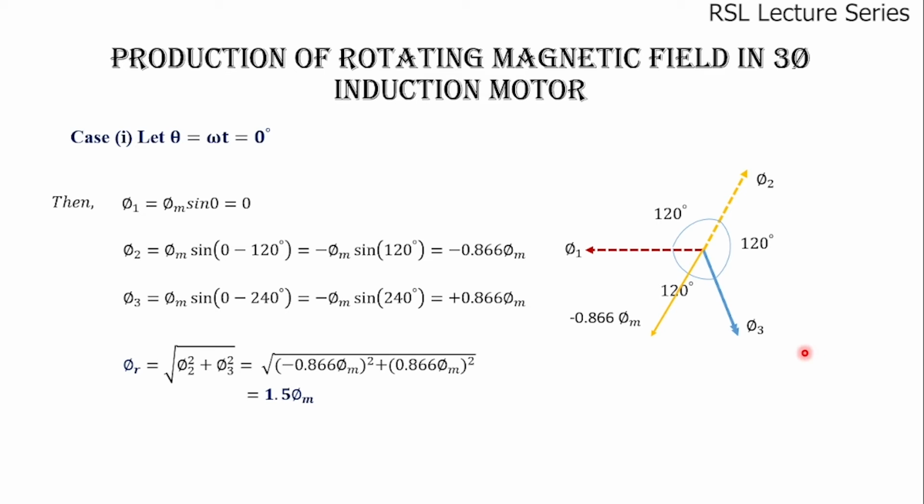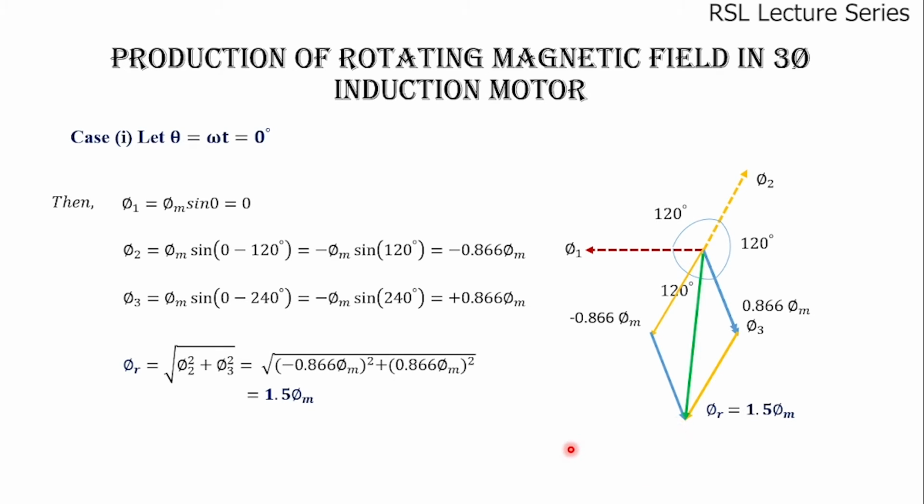Now we have to find out the resultant. For finding out the resultant, we have to develop this parallelogram. For developing the parallelogram, we have to draw a line parallel to this one and a line parallel to this one. Now we have drawn the parallelogram. The resultant of these two flux will give the direction of this flux phi r, and the magnitude we have already found out. Magnitude is 1.5 into phi m, 1.5 times the maximum value. So at omega t equal to 0, this is the direction of the resultant flux.